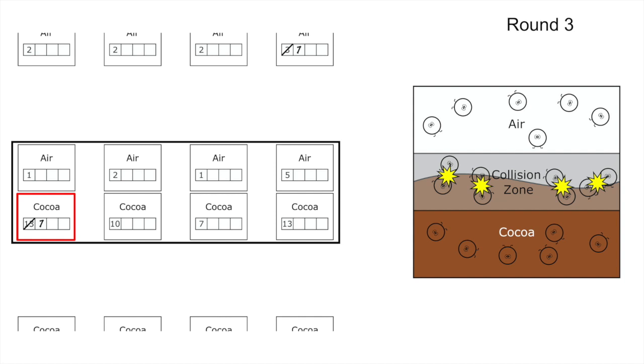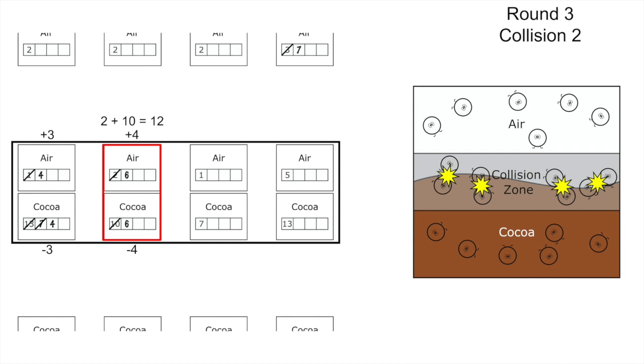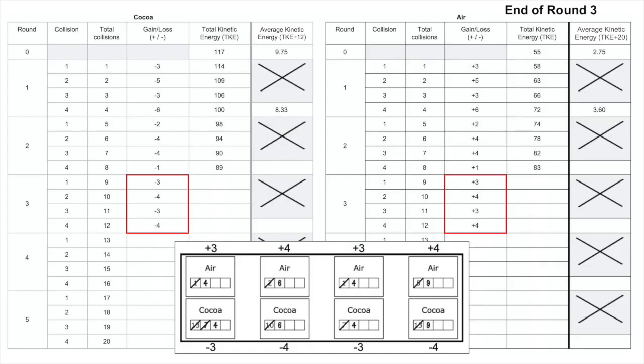It is okay that this happened. The sum of the energy from the first air and cocoa molecules is 8. Therefore, each leaves the collision with an energy of 4. For the second collision, the sum of the energy is 12, so each molecule leaves the collision with an energy of 6. In the third collision, the sum of the energy is once again 8, and both molecules leave the collision with 4. And in the final collision, the sum of the energy is 18, so both the air and cocoa molecules leave with 9.